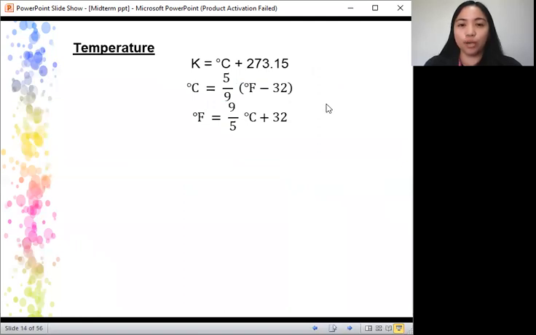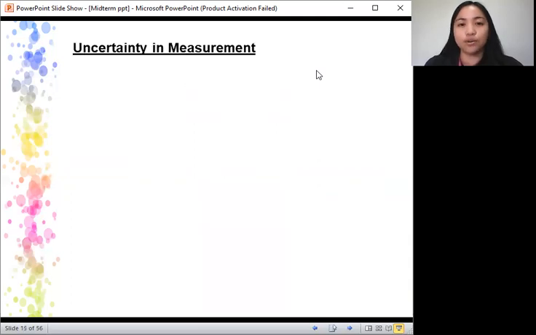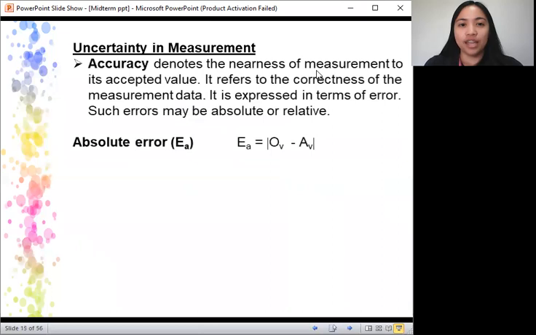Also, you have to memorize or familiarize the formula to get the temperature and the formula for density. Okay, so uncertainty in measurement. Accuracy denotes the nearness of a measurement to its accepted value. It refers to the correctness of the measured data. Accuracy is expressed in terms of error. Such errors may be absolute or relative.